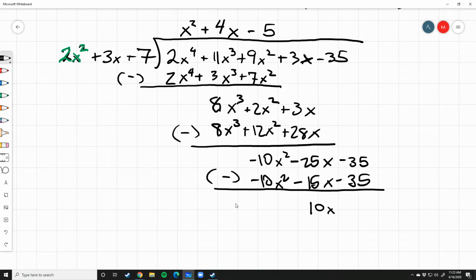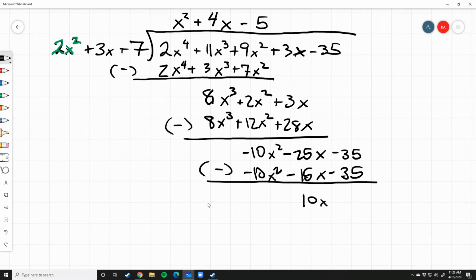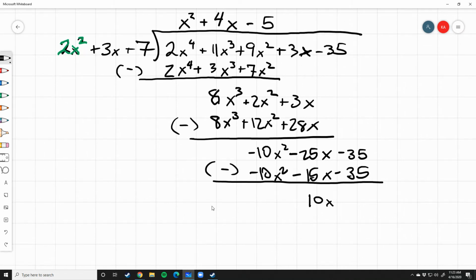And so it's looking like 10x is our remainder, because there's nothing I can multiply 2x squared by to turn it into just 10x, right? This x here has a lower degree than the leading term of the divisor. So we are done when we see that happen here. And so our final answer is just going to be x squared plus 4x minus 5 plus 10x over our divisor, 2x squared plus 3x plus 7.